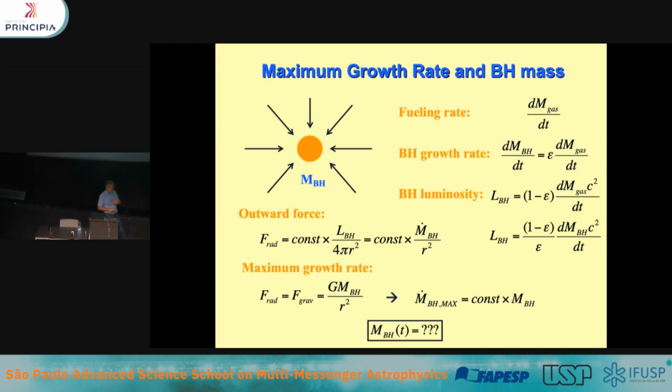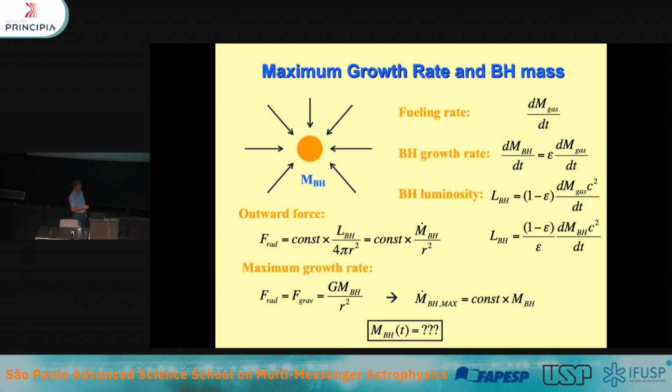Yeah. So actually the argument doesn't require spherical symmetry. It just relies on the fact that, let me go through this very quickly, there's a fueling rate on the black hole. Doesn't matter how. It can be symmetric, not symmetric. You're feeding the black hole. The black hole is growing by some fraction of the inflow rate. The other fraction goes to luminosity. Now you have a radiation pressure, which is basically the Thomson cross section times the luminosity divided by 4 pi r squared.